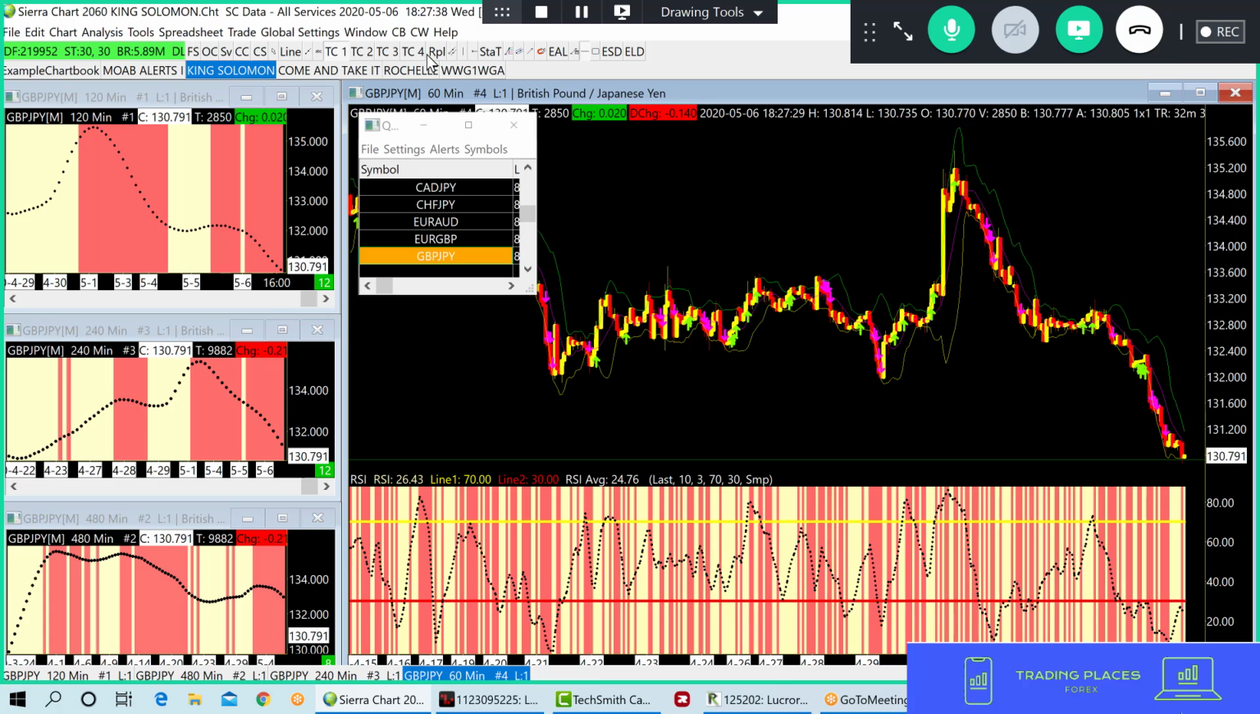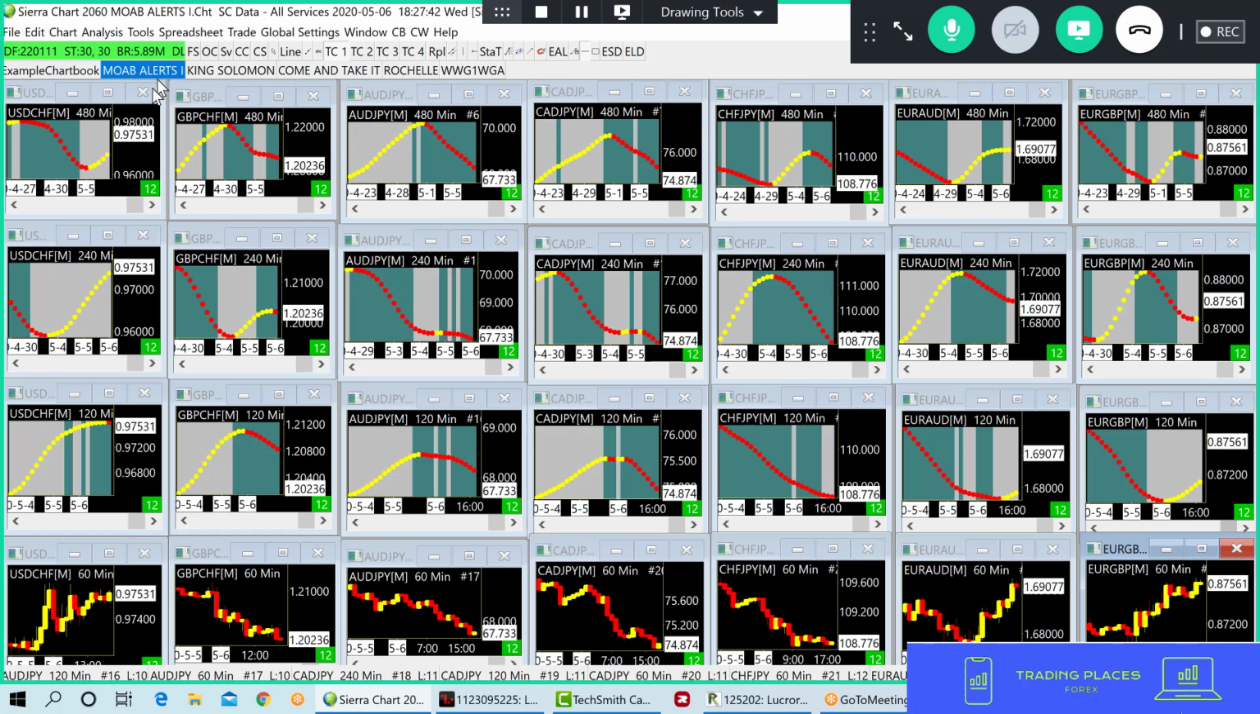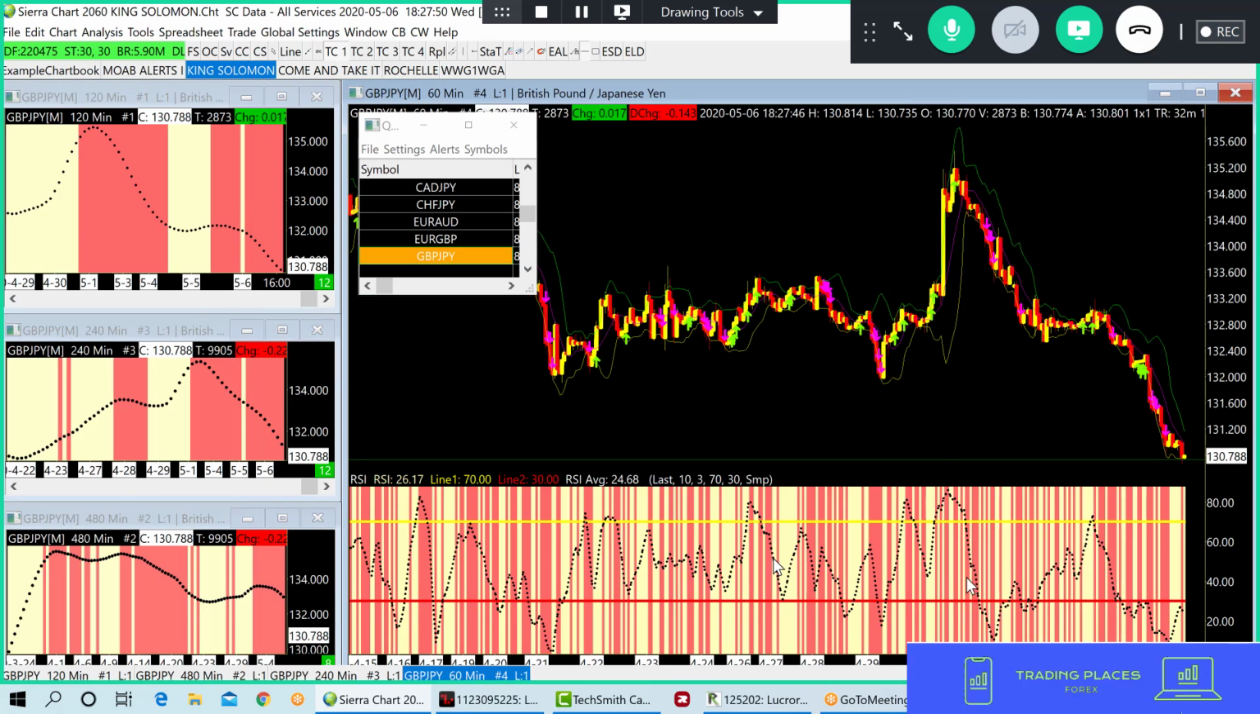I'm going to show you guys something. So I'm building a book right now. It's called the Moab Alerts. And most of our indicators are on one page, just like this. You have all the indicators you need right here. Entrance points, your position, and when you want to get out.